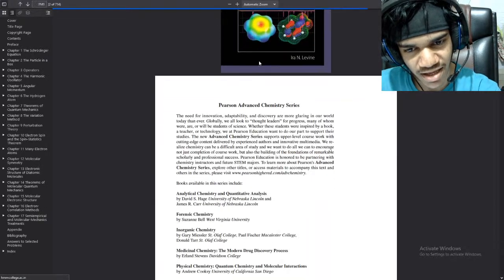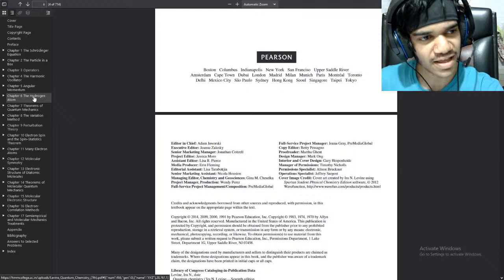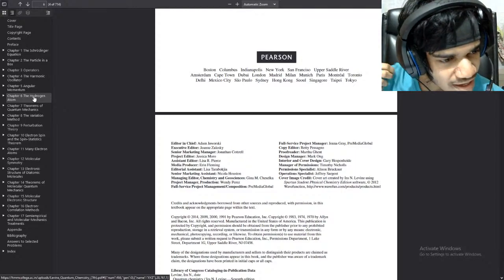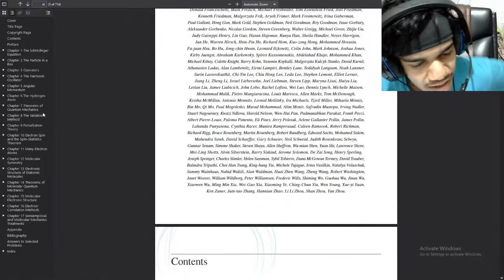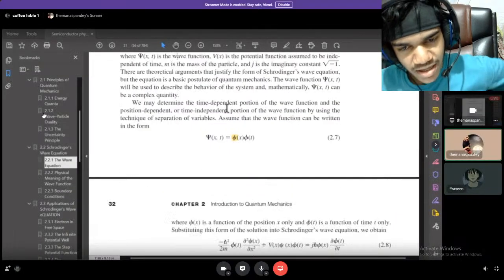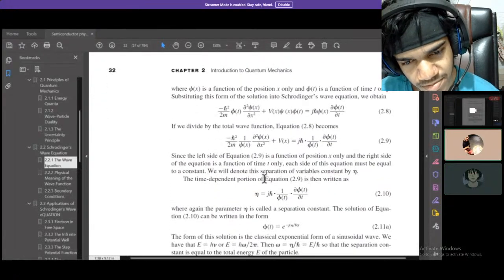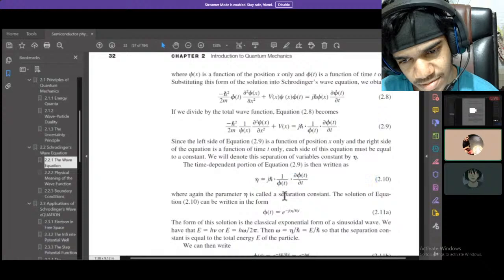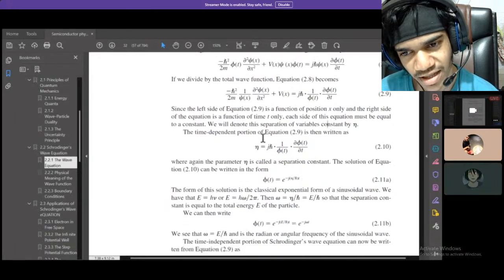I can understand that because I also learned it in chemistry only. During engineering prep I skimmed through this book. So above this, I knew everything. Here also, the wave equation, I knew many things. I didn't know about this time dependent portion, this eta, the separation constant. I think you also don't know about this. I also read it, but I didn't understand that much.